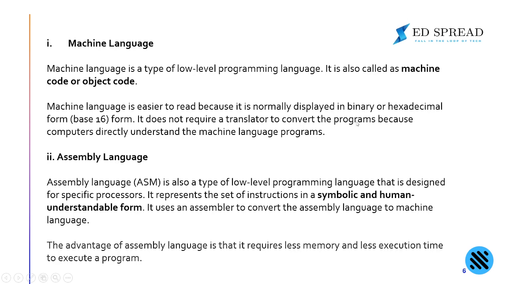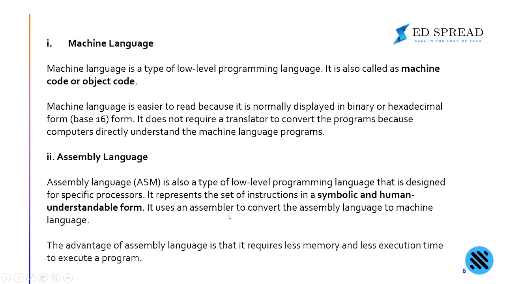So because of this, these are very fast. Okay, so let us see what is assembly language. Assembly language is also a type of low level programming language that is used for specific processors. It represents a set of instructions in a symbolic and human understandable form. It is nothing but it can be understood by us.